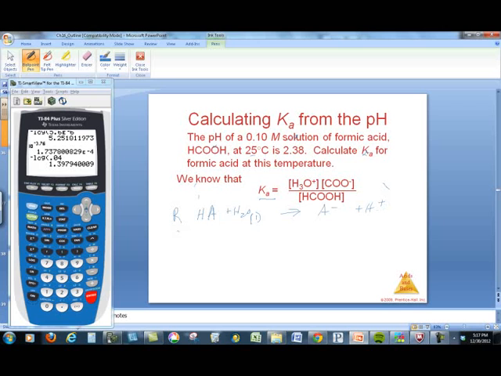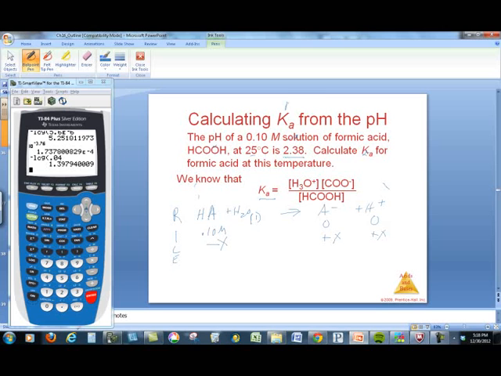So this is R. If I use a Rice table, this is what I'm going to have. I is my initial concentrations. I have 0.10 molar of this. Initially I have none of this and none of this. Okay? And if I change, I'm going to lose some amount here. I'll just call that X. I'm going to gain the same amount here and here, right? Now I can actually calculate what the hydrogen or hydronium concentration is because I have a pH, okay?